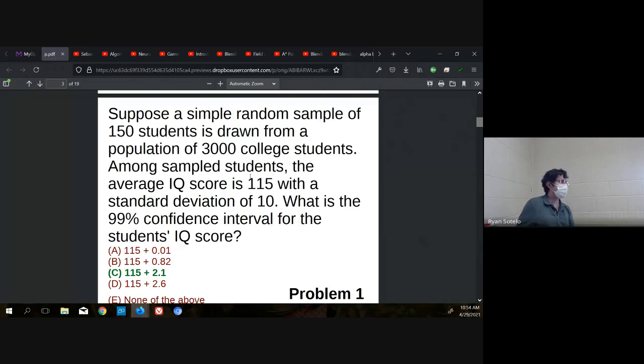T test, a T interval, T interval. I thought it was the Z. No, you have a standard deviation for a sample, so it's T. Oh, yeah, because the deviation is for a sample, not the population.